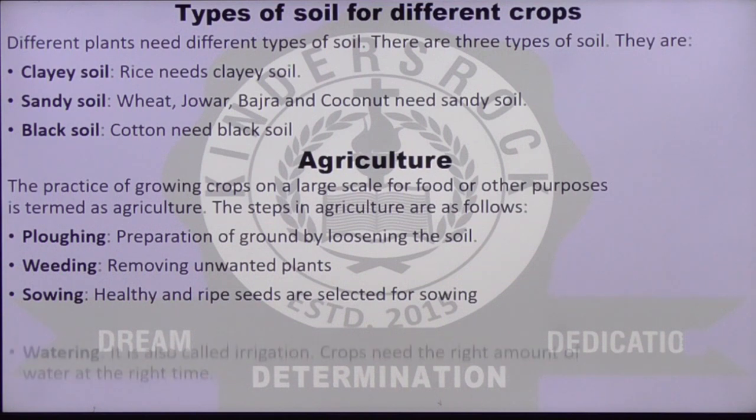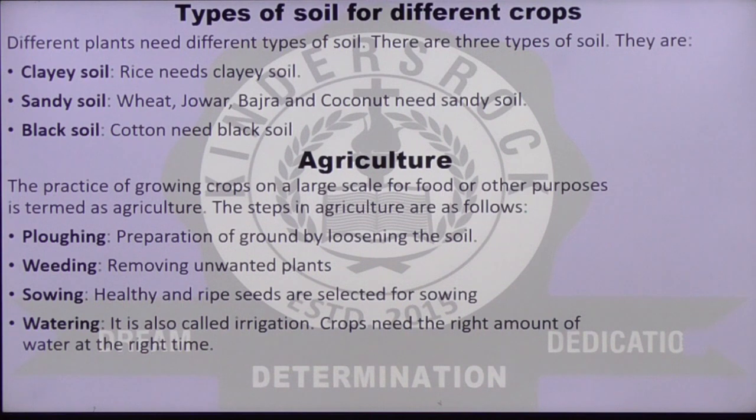That is called sowing. Watering, it is also called irrigation. Remember the word irrigation. Whenever you hear the word irrigation, it simply has to do with supplying water to the crops. Crops need the right amount of water at the right time. Remember that.